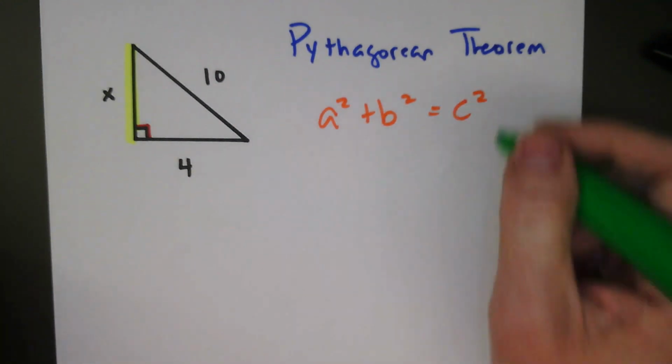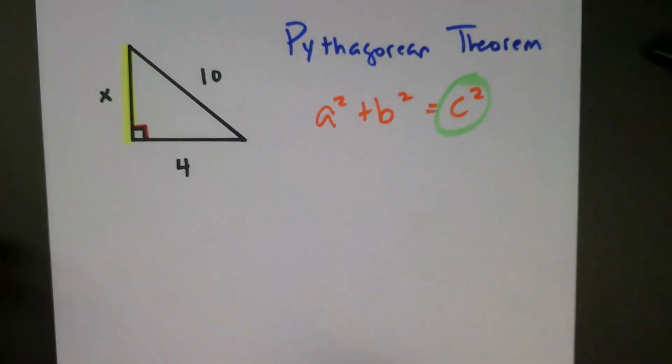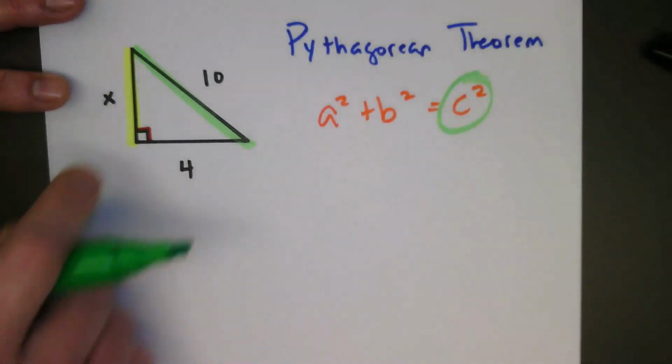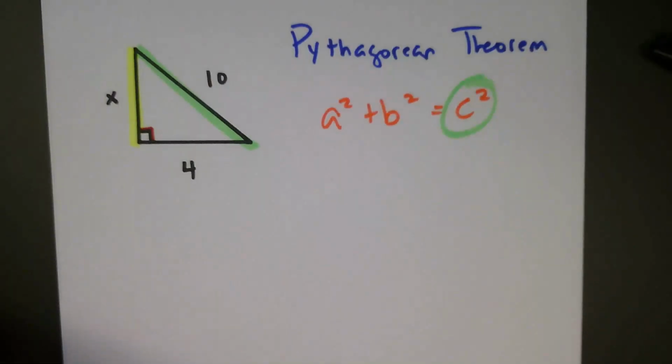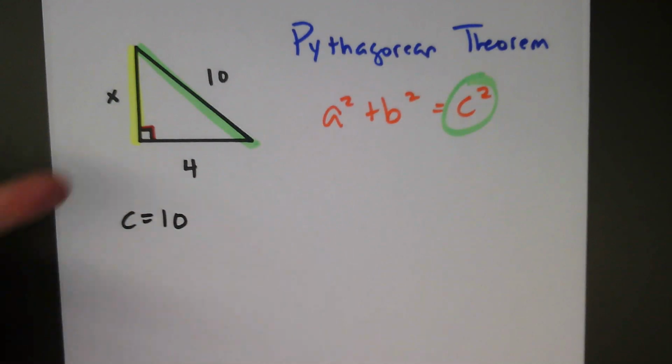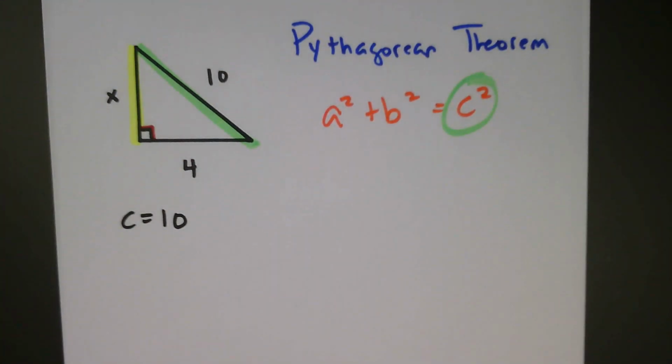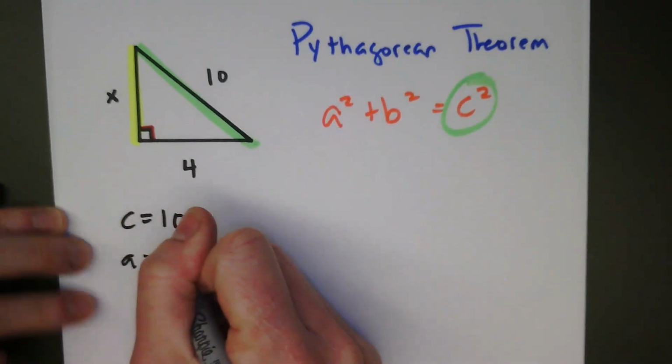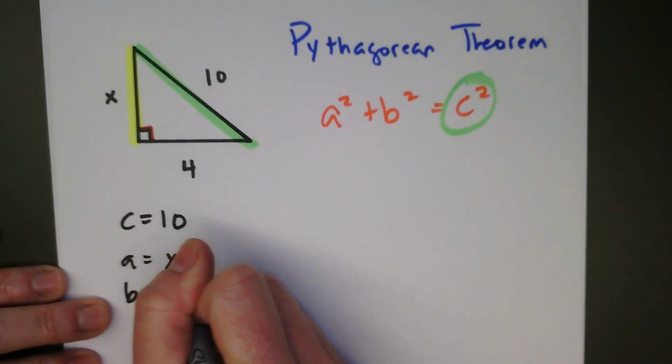The most important is the c, which is the hypotenuse. So that's this length right here. It's the longest side of the triangle. It is always opposite the right angle. So the very first thing you want to recognize is c is 10. Then it's the legs that make up the other two sides. So if c is 10, that's the hypotenuse. Our a value is this unknown x, and our b value is 4.